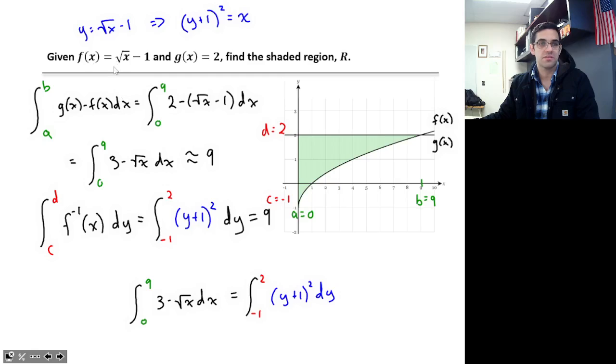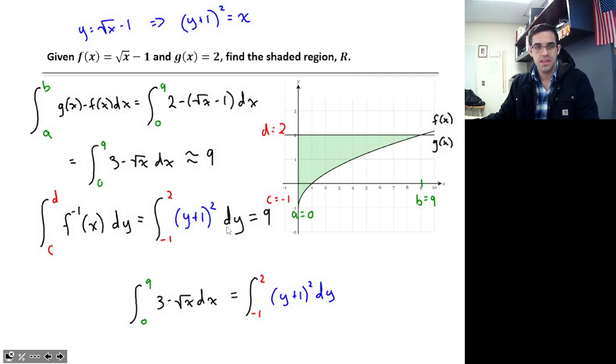So if I take our f of x function and I say y equals the square root of x minus 1, and I solve for x, we add 1 to the y, and then we square both sides. So we get y plus 1 quantity squared is our x value. So I'm going to integrate from y values c to d of our f inverse function with respect to y. That would look like integrating from negative 1 to 2, again those being y values. Our f inverse function is y plus 1 squared, and we're integrating with respect to y.